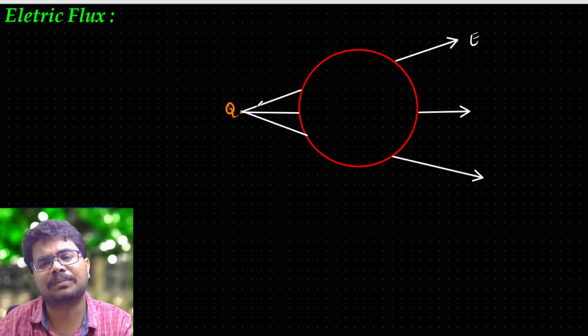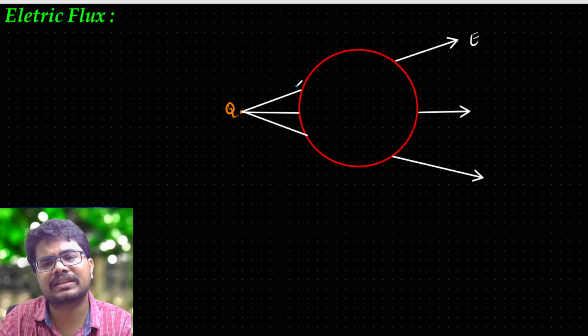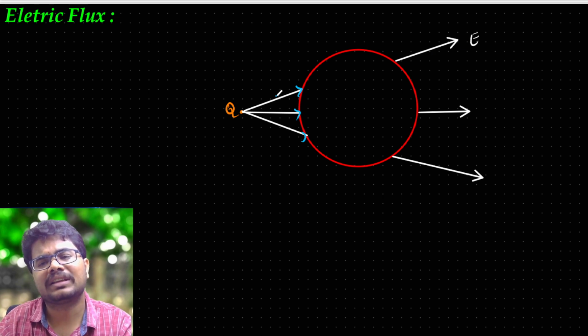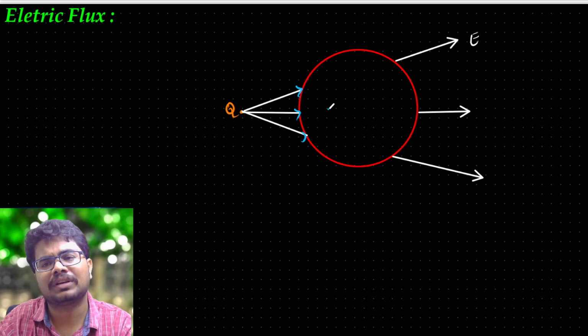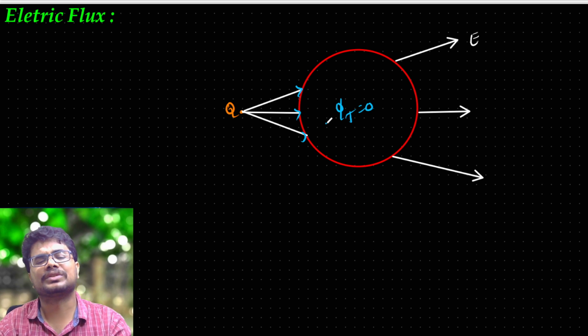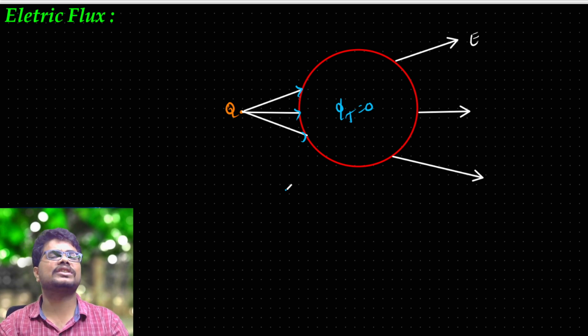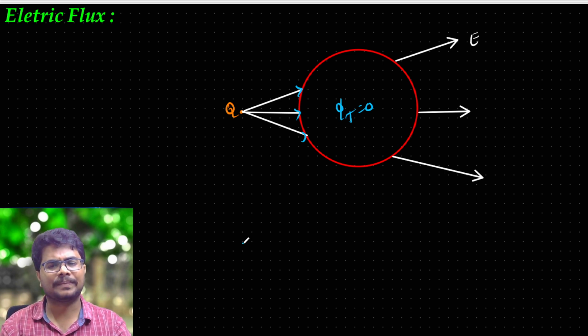If I place the charge outside, how many field lines are entering in this case? 3 field lines are entering like this. How many are leaving? 3. This is negative flux, this is positive flux. Due to the outside charge, what is the total flux through this surface? 0, because the leaving flux and entering flux are both the same. One is negative, one is positive, which we learned in the previous lecture also. Please go and watch it.